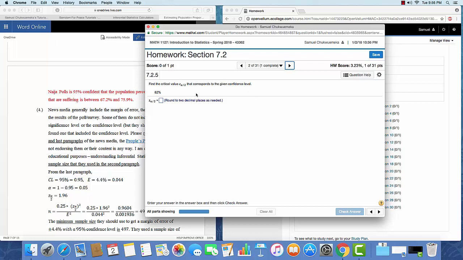Question 2, find a critical value. So what we are going to do here, I will use my calculator first. Then the next question we use Statcrunch. This question after that we use my calculator, and then we go from there. Okay, so let's start with my calculator.